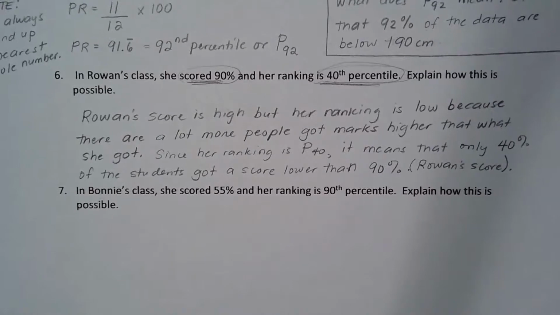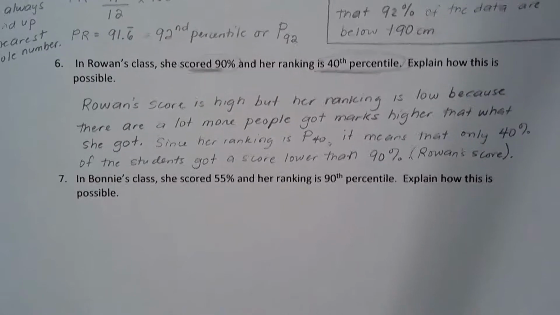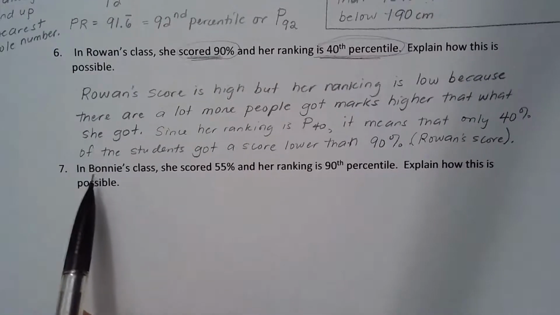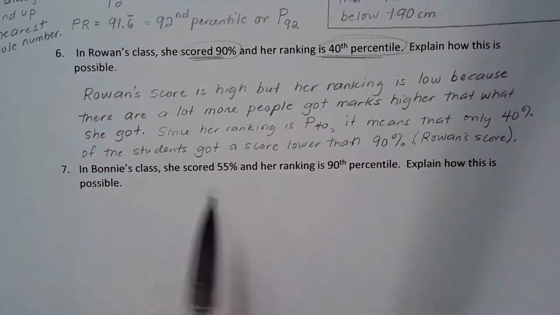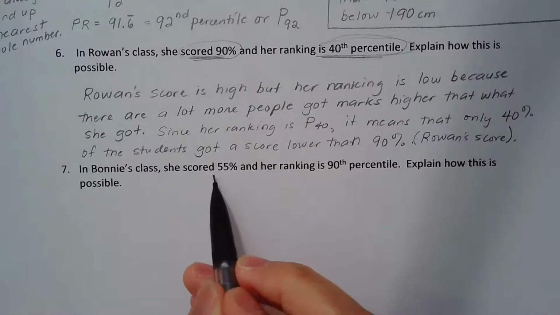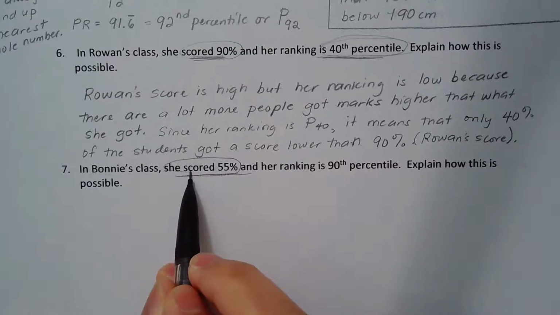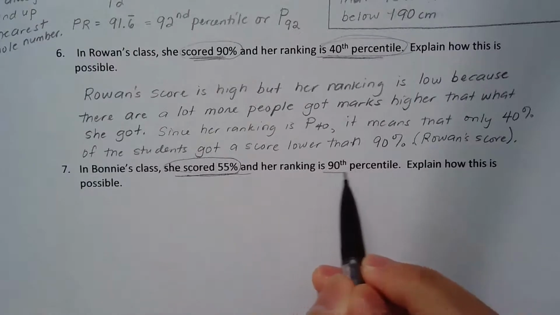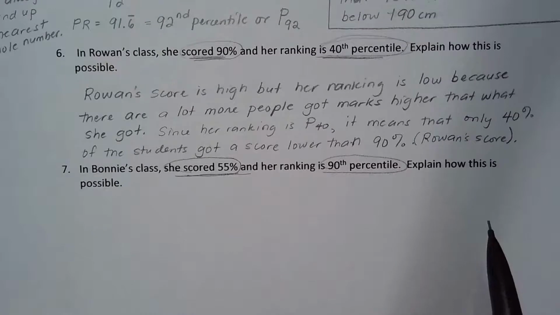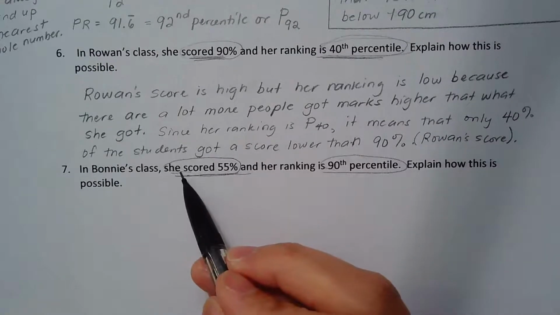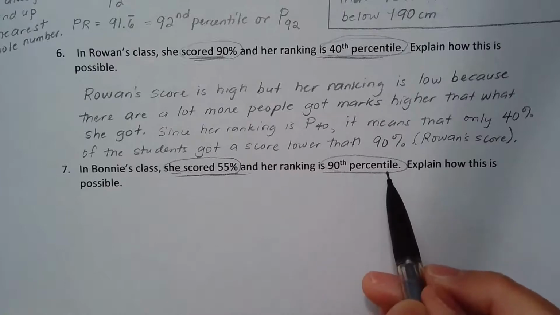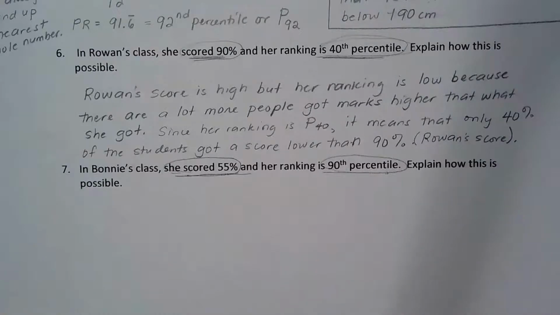Okay, let's go. This is the final one. In Bonnie's class, she scored 55%. Okay, well, not super good. She scored low, but then her ranking is high. Ooh, explain how this is possible. How can somebody score low and rank high? Well, how is it possible?